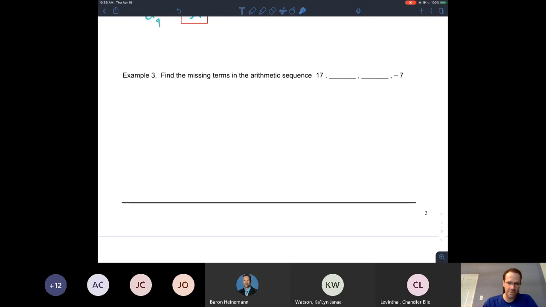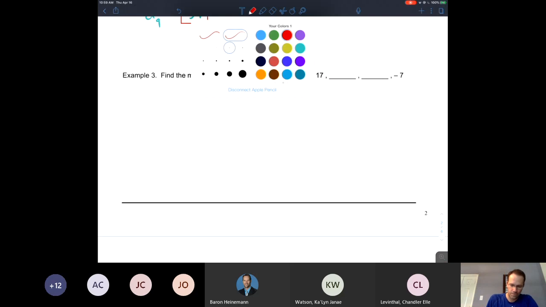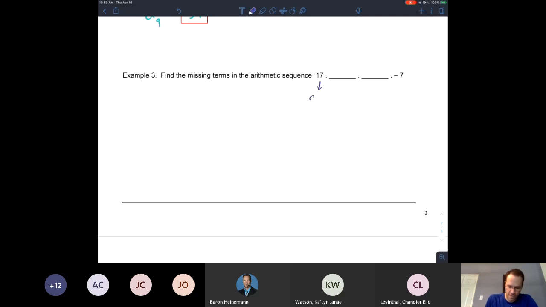Number 3, find the missing terms. So they've given us the first term. This is a sub 1, and it looks like they gave us the fourth term, a sub 4, right? So if you recognize this one's the first term, then in this first one, n is 1, and in this one, n is 4, where n is the subscript, all right? So a sub 1 equals 17, but the numbered term is 1, and a sub 4 equals -7, but the numbered term is 4 because it's the fourth term.